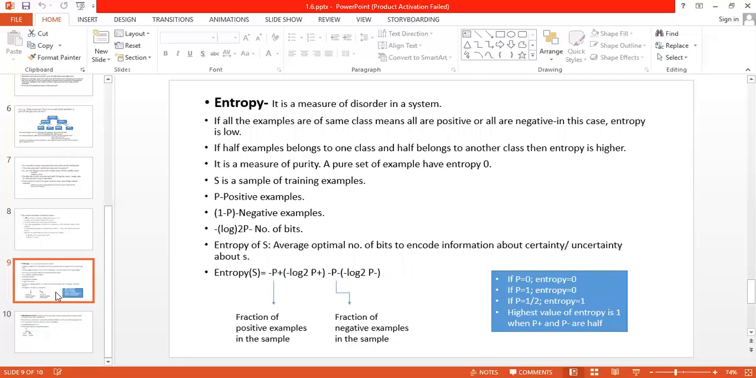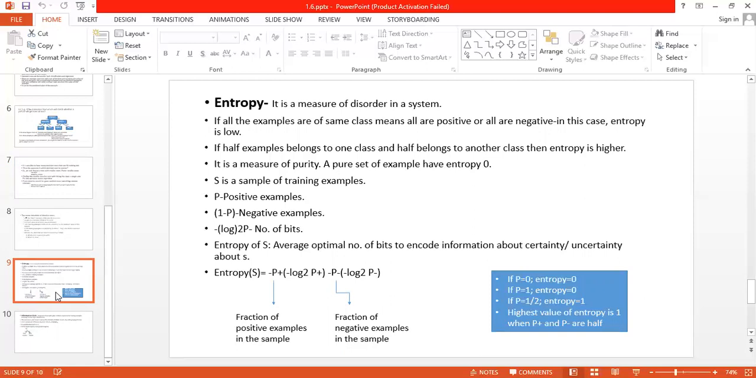What is entropy? It is a measure of disorder in the system. Means entropy is measured to check the impurity of the system. If all the examples are of the same class, means all are positive or all are negative, in this case, entropy is low. If half the examples belong to one class and half belong to another class, then entropy is higher. So it is a measure of purity. A pure set of examples has entropy 0. So always remember that entropy should be low and information gain should be high.